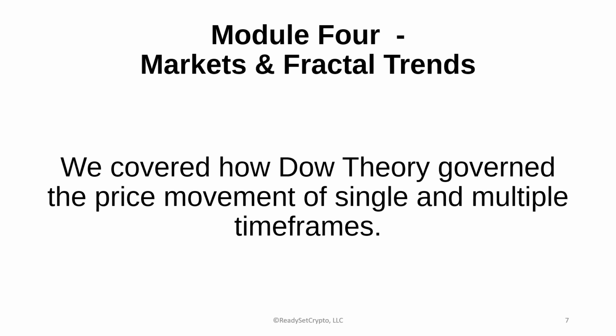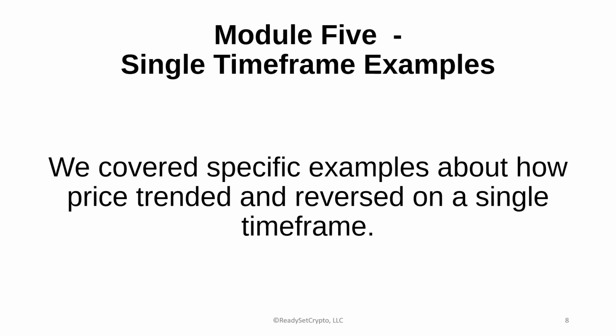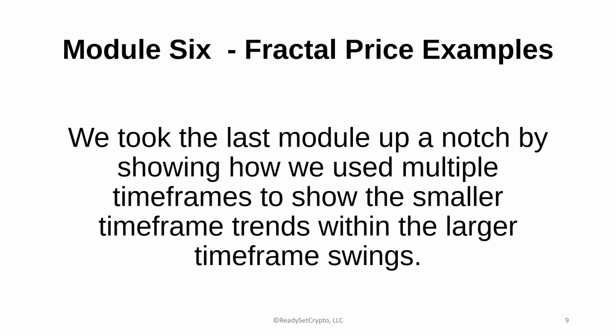In Module 4, we talked about how markets have fractal trends. So inside of a larger time frame swing, we'll see a smaller time frame trend, and we see this over and over again. Module 5 is where we did some single time frame examples for price. This is where we got down and dirty with price and understood how to see trend within a single time frame, as well as potential reversals on a single time frame. And so in Module 6, we went to fractal price examples and looked for those trends and reversals. We talked about how 2 or potentially even 3 time frames fit within each other in that fractal relationship.